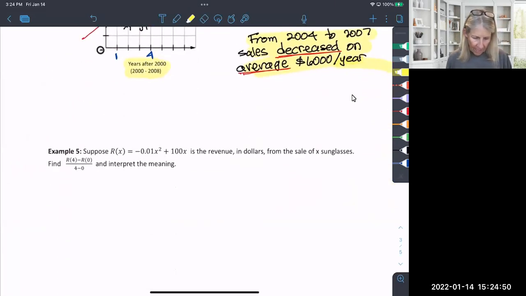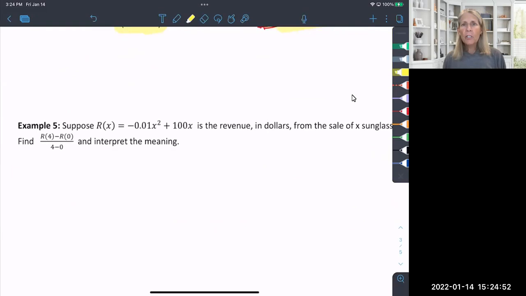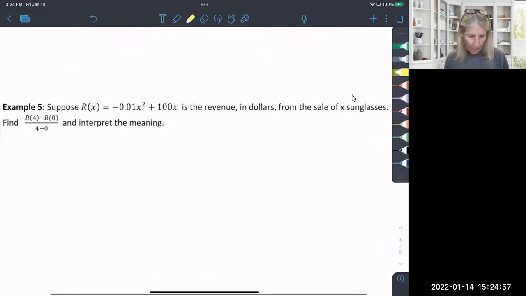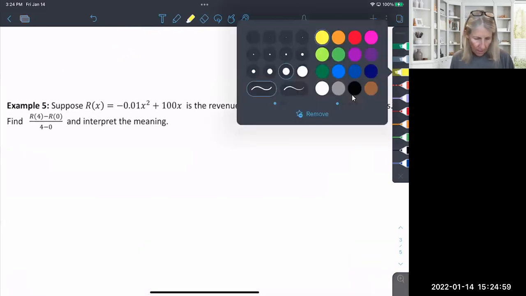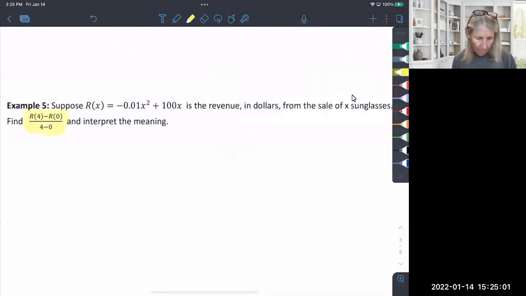So let's look at number 5. Number 5, we have this revenue function in dollars from the sale of X sunglasses. Find this expression here and interpret the meaning. Okay, well, I can see that formula there, that's an average rate of change formula, right? It's got the Y value at 4 minus the Y value at 0 over 4 minus 0. So that's getting me a slope. So I know I'll be getting a slope. That'll help me interpret. So let's take a minute and let's get these values here.